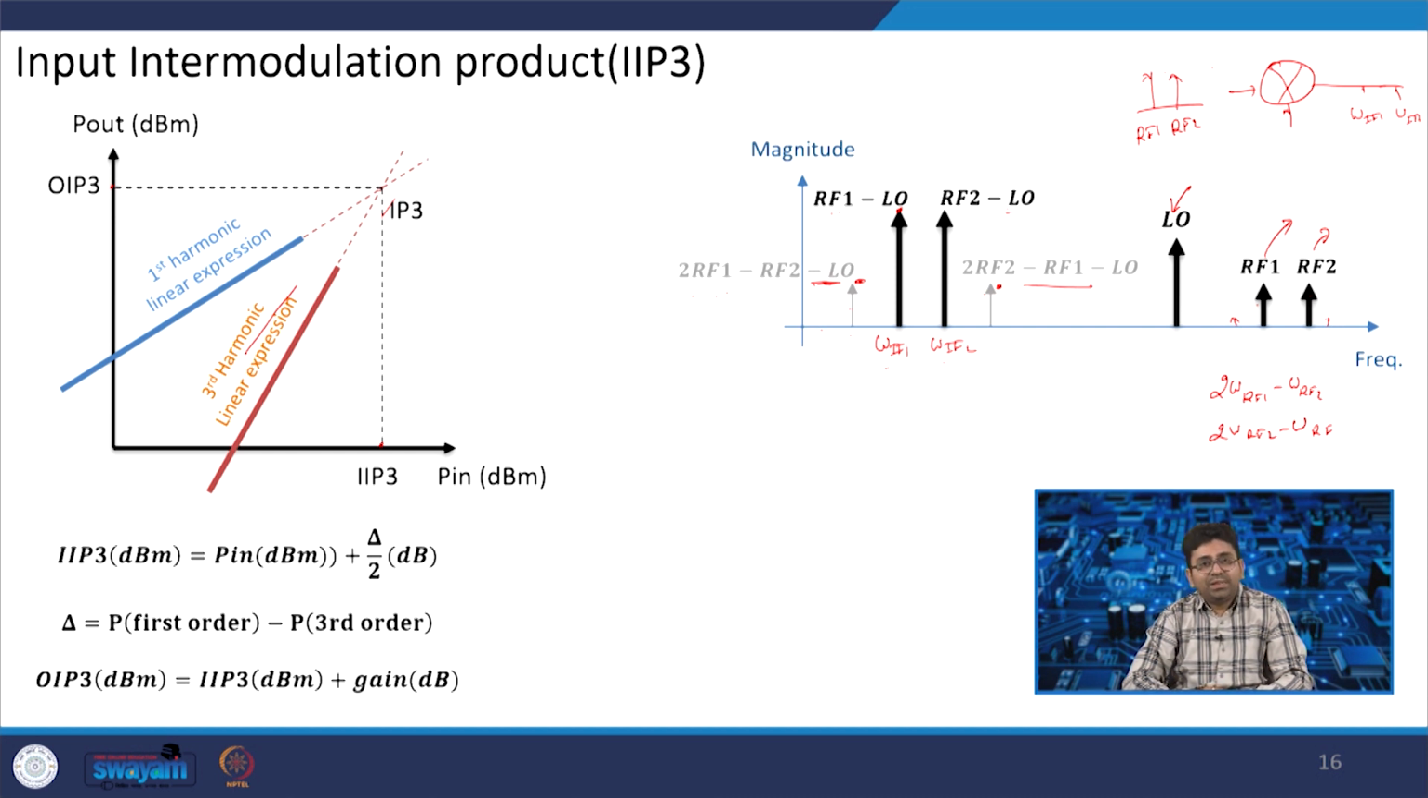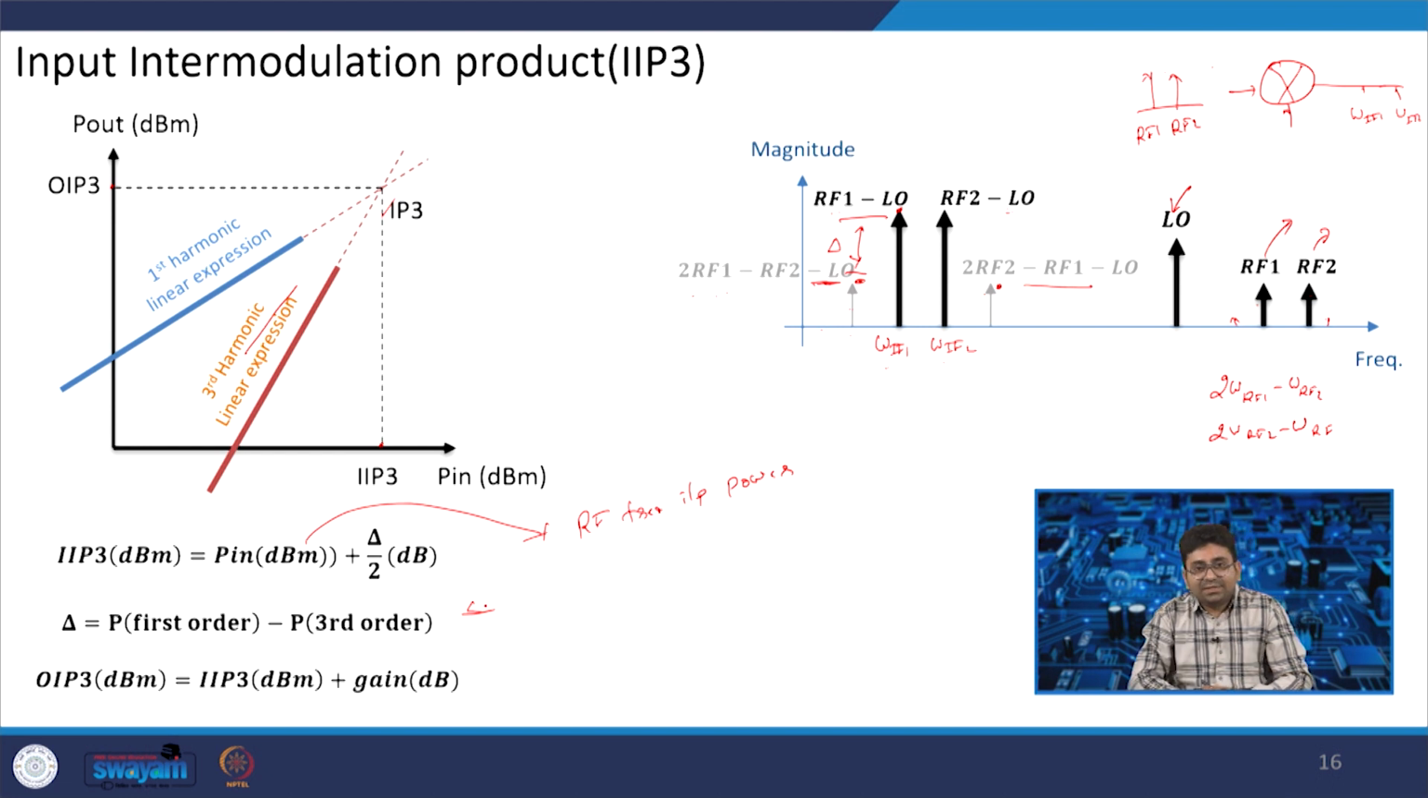So, here your IIP3 is P in plus delta by 2. So, what is the delta? The delta is this difference, and remember that P in here. So, this P in is the RF frequency input power. So, this is the RF frequency input power, and delta is the difference between the first order at IF and the third order at IF, and this is the IIP3, and the delta difference we already have discussed.